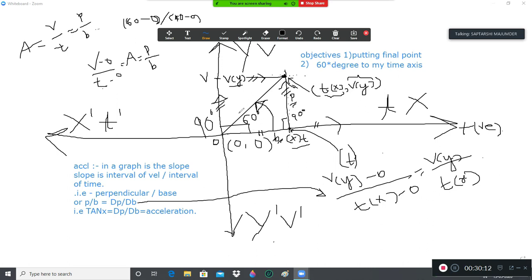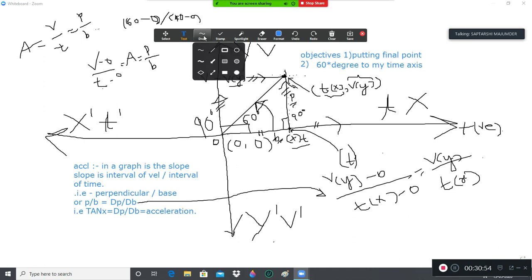Now you can see that if I consider the acceleration, don't go to the graph. Just put here the formula, that is v by t. If I use v by t, then indirectly I am dividing this line by this line. So I can say this line is the perpendicular, so we are dividing perpendicular by base and getting the acceleration. Now in general, perpendicular by base is nothing but tan theta. Tan theta is a trigonometric ratio.